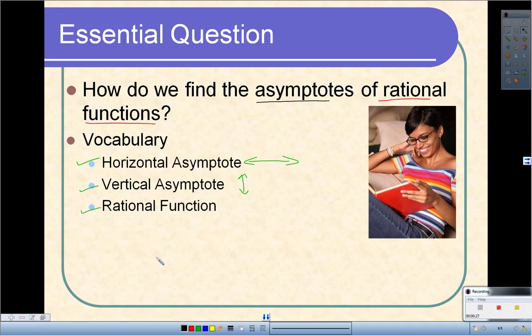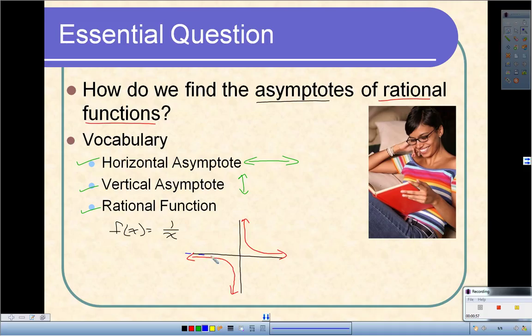Alright, if you remember a couple of days ago when we were studying the parent graphs, there were six main functions that I said that we would cover. One of those was the rational function, or 1 over x. And if you remember, the rational function looks like this. Now, I didn't specify it then, but you can clearly see that there are some asymptotes on my graph.